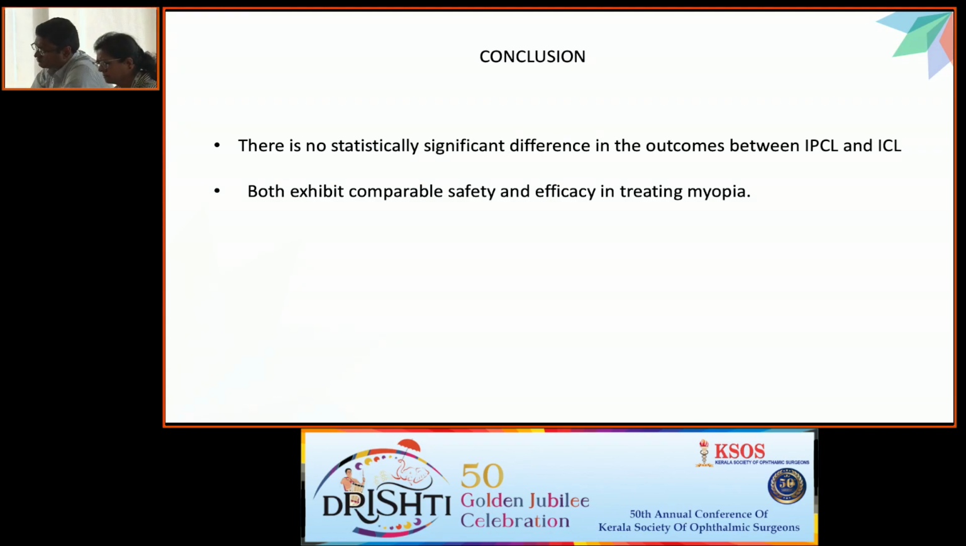Both your study and the other lady's study are from the same center. Yes, sir. There is so much variation in both the studies. Hers was 3 months follow-up, and I included minimum 1 year follow-up. Because the incidence of glaucoma and all is totally different.